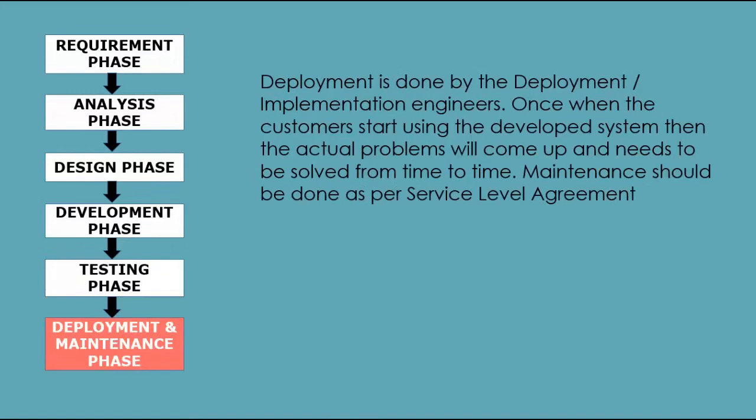Deployment and maintenance phase. After successful testing, the product is delivered or deployed to the customer for their use. Deployment is done by the deployment or implementation engineers. Once the customers start using the developed system, the actual problems will come up and need to be solved from time to time. The process where care is taken for the developed product is known as maintenance. 100% testing is not possible because the way testers test the product is different from the way customers use the product. Maintenance should be done as per the service level agreement.